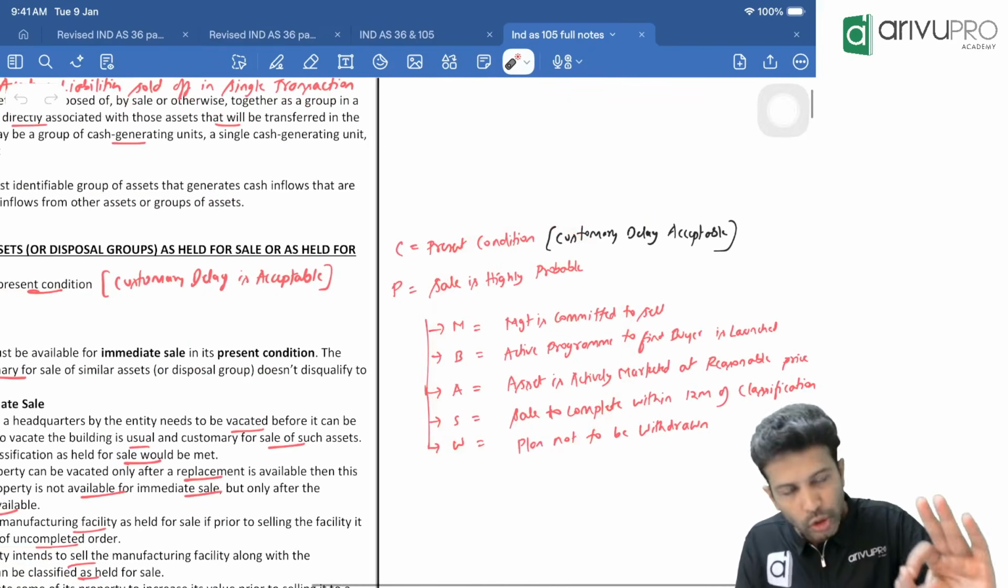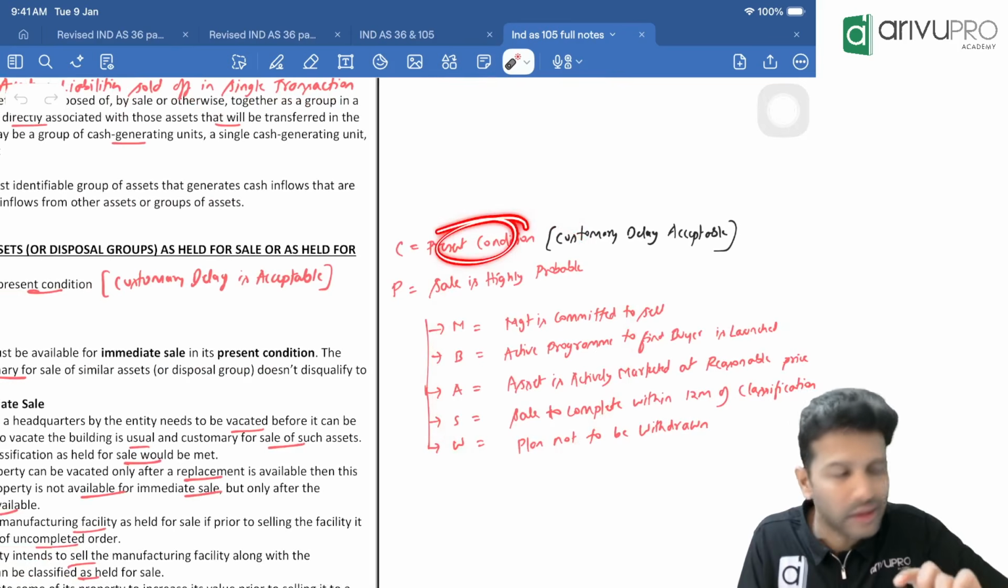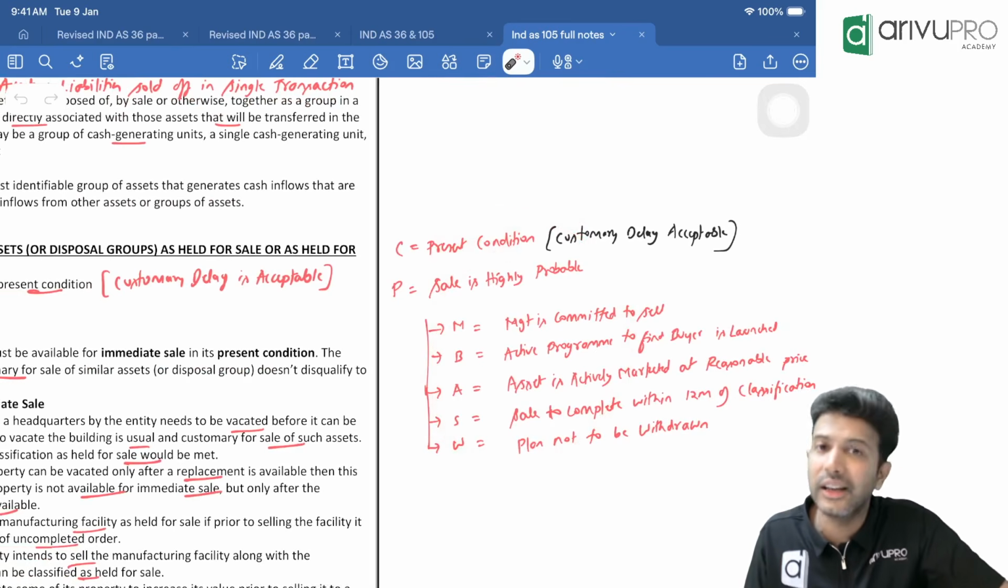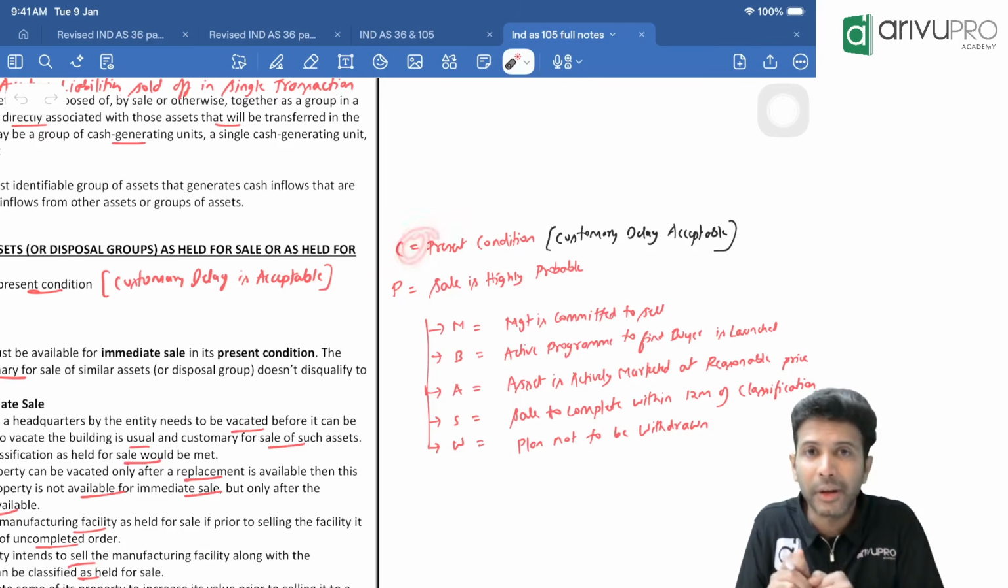Okay. Now let's go a little more in detail. One by one, let's try to pick it up and try to understand a little more about this. C, we are remembering it as what?